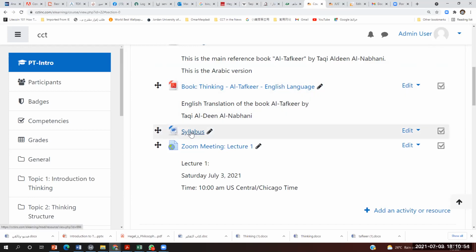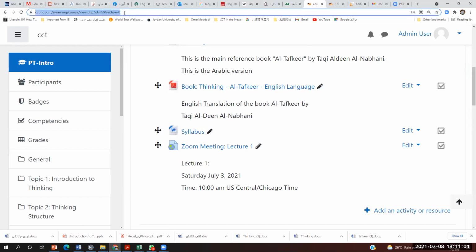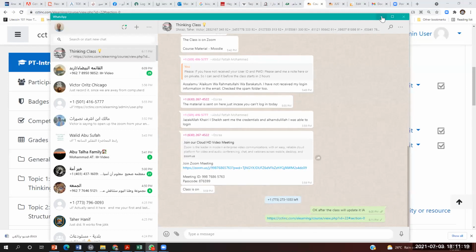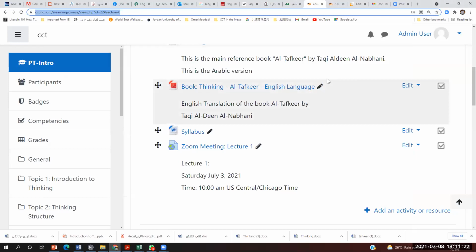It's right here. So if I click on it, once you log into Moodle, and this is the link. I have put it on the WhatsApp group several times, and I think I can do it one more time. This is very simple. Once you log in, it will ask you to log in with your name and password, the one that we created for you. So you can see the syllabus.